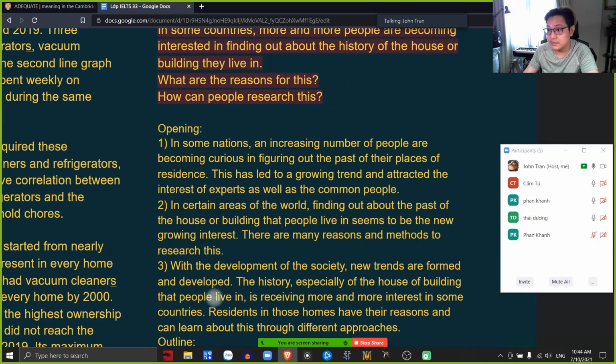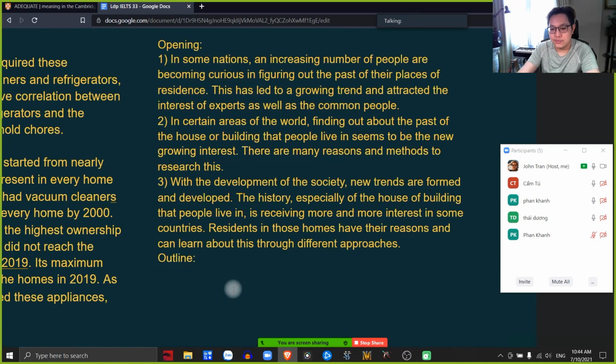Of course, you should write an outline. So reasons, first are reasons, and then second is what else? How can people research this? So I can just say methods.